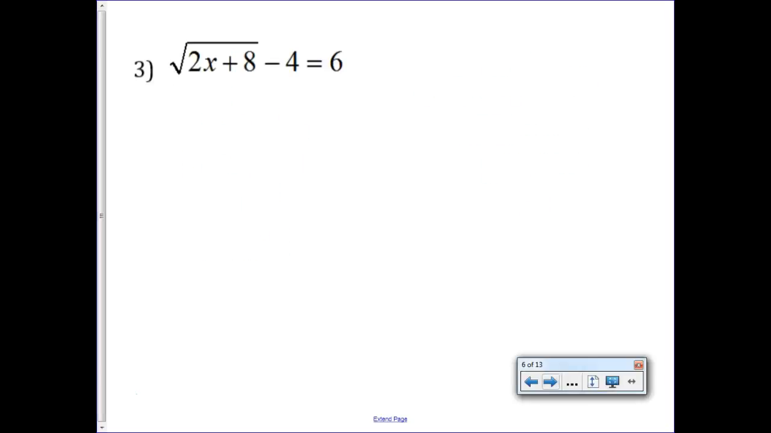All right. First thing we want to do here is get that square root by itself. So I'm going to add 4 to both sides.